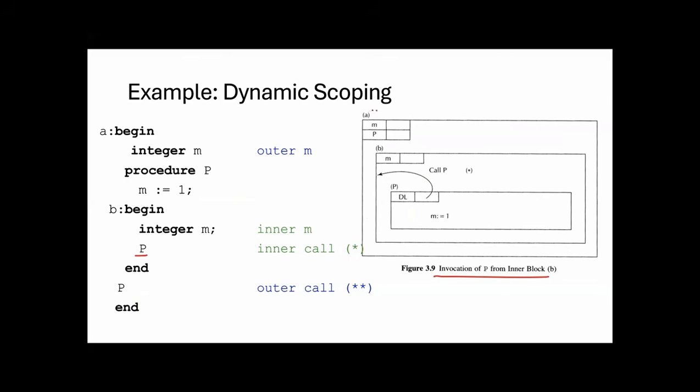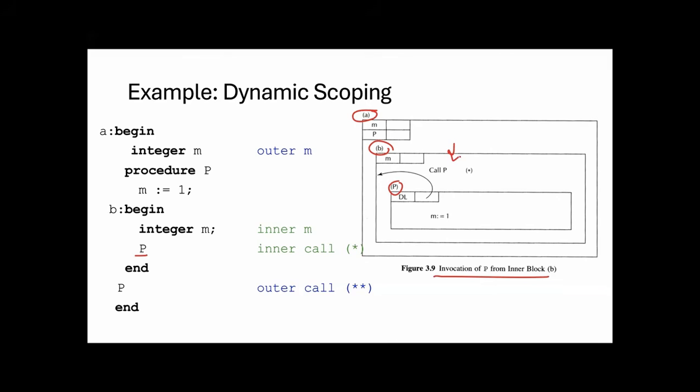So here's our outer block A, and then we have our inner block B, and we are now calling P from inside the block B. Since we are calling P and we have dynamic scoping, anything in P is going to be called from the environment of the caller. So whatever variables and names P is going to use are going to come from inside the block it is being called in.